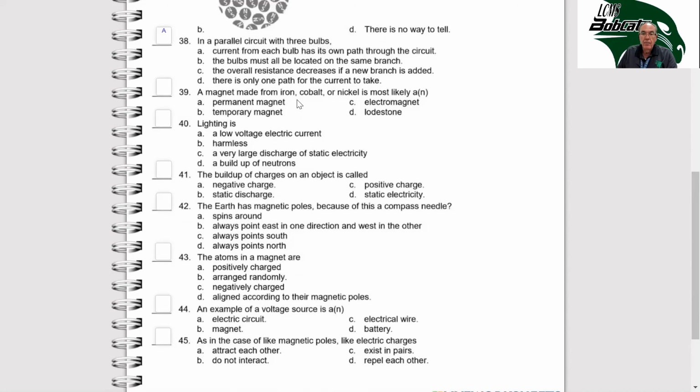A magnet made from cobalt, iron, or nickel. Okay, this is the iron triad. These were the ferromagnetic materials. So these would make permanent magnets. So A is a permanent magnet. Electromagnets are temporary; they have to have electricity. Lodestone is what they find in nature. And a temporary magnet is an electromagnet. So that's wrong.